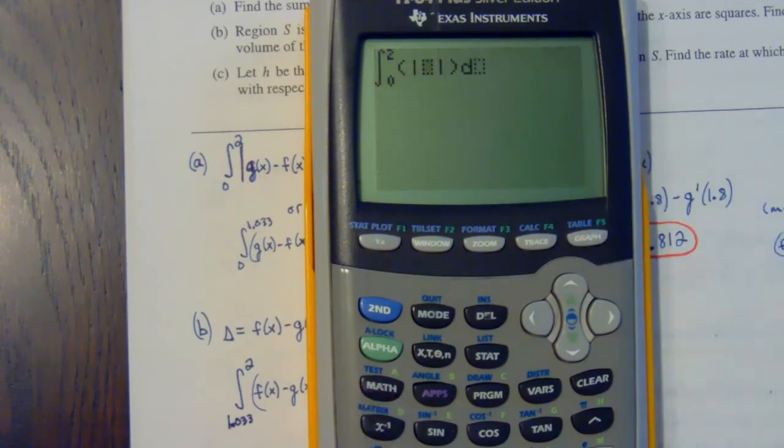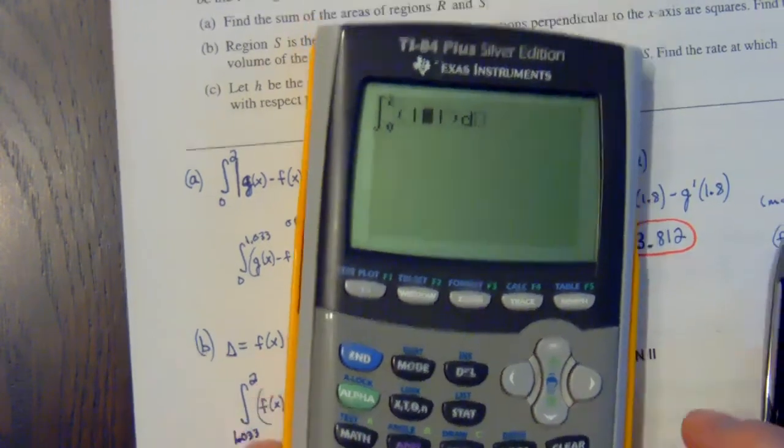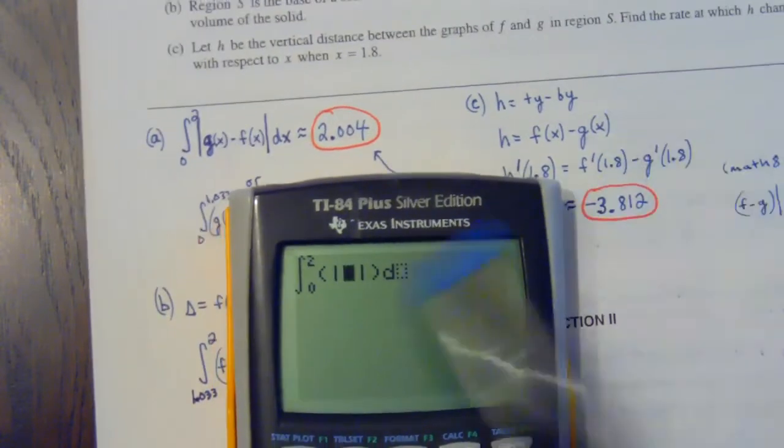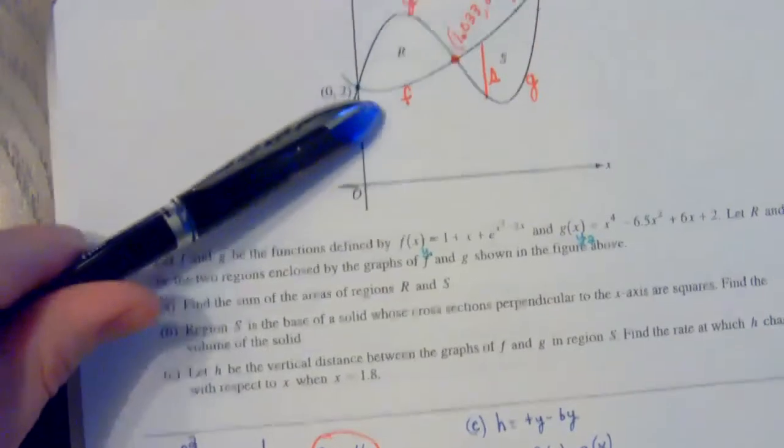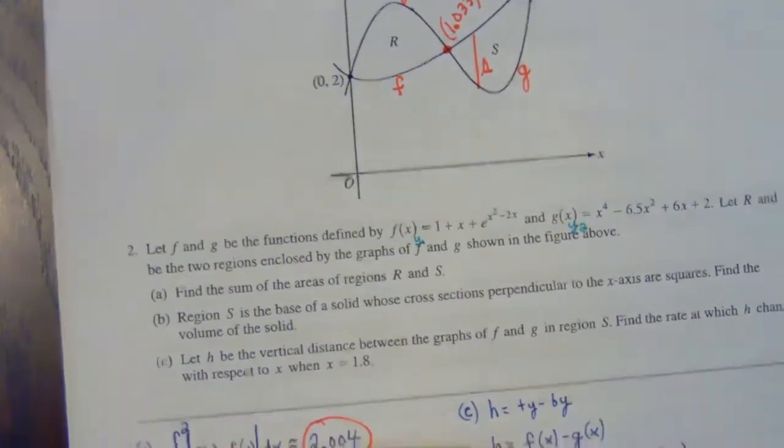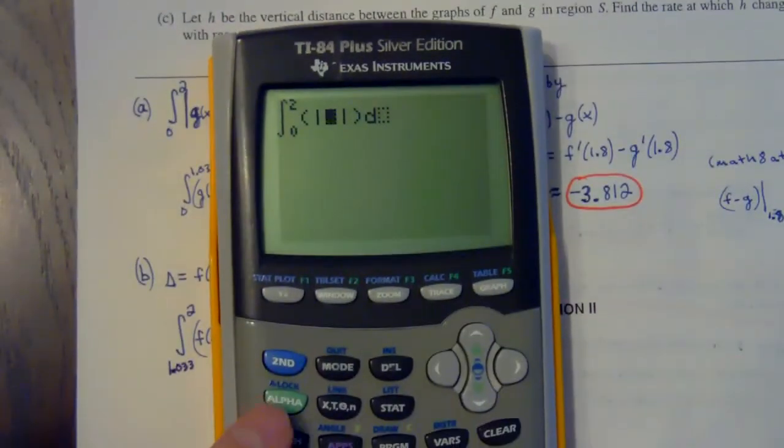Hit enter there, and then you can put in your math button. And then instead of typing in those functions again, I already know that's my Y2 minus Y1. So I just went to go G minus F, but it's going to work too, even if you do F minus G. But so I'm just going to go alpha trace.